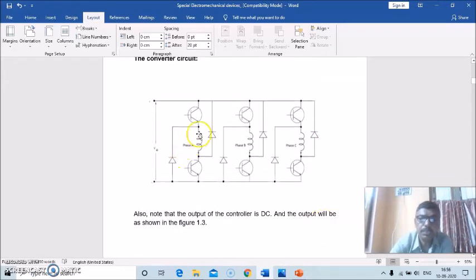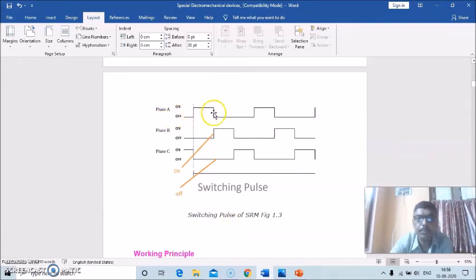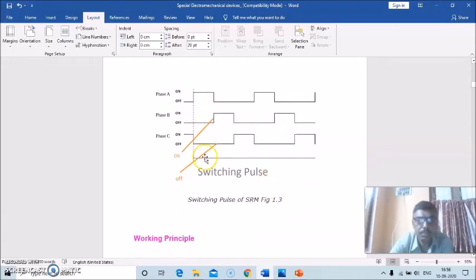So this is the converter circuit. This is for phase A, this is for phase B, and this is for phase C. Also note that the output of the controller is DC, and the output will be as shown here. This is for phase A. This is the on state, and this position is the off state. This is for phase B, and this is for phase C. These are the switching pulses.